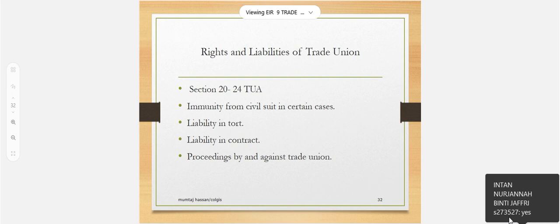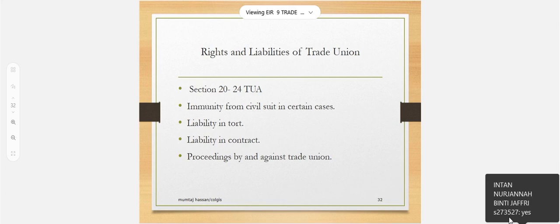Okay, so we have sections 20 to 24 discussing the rights and liabilities of the trade union. That means what the trade union can do, and what happens if something goes wrong with the trade union, that's the liability. So the rights here is like protection from the civil suit. Civil means if there's any contract, you breach the contract, so it's considered a civil suit.